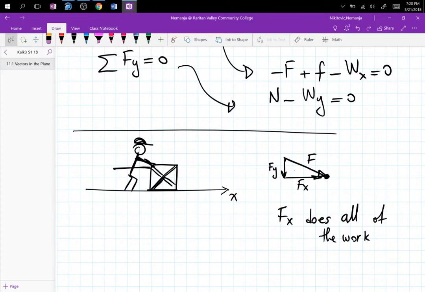So these are important things to understand, and we can understand them through vectors. I hope this argument made sense, the way these things work.